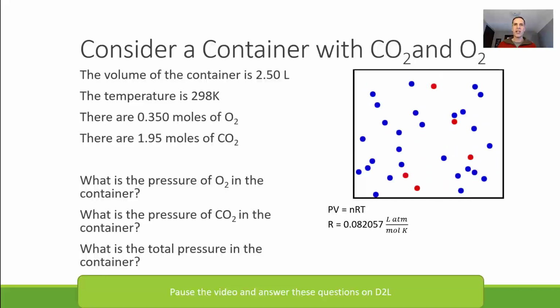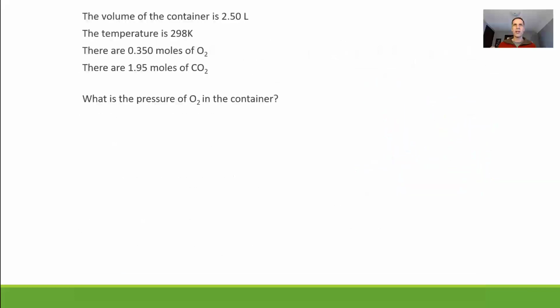Okay, so hopefully you've had a chance to go and enter those things in D2L. So let's look at this a little bit. Let's address that first question. What's the pressure of oxygen in that container? Well, to do that, we're going to use our handy dandy PV equals nRT. We're going to rearrange that, so the pressure of oxygen is going to be equal to nRT divided by volume. We plug those values in, and hopefully you got an answer of 3.43 atmospheres. That'd be awesome if you did.